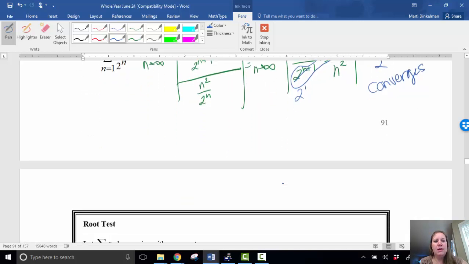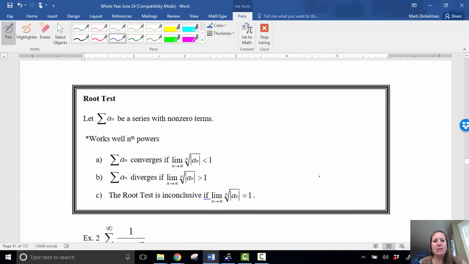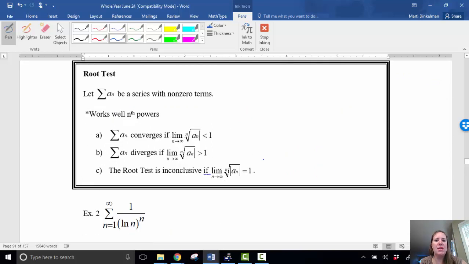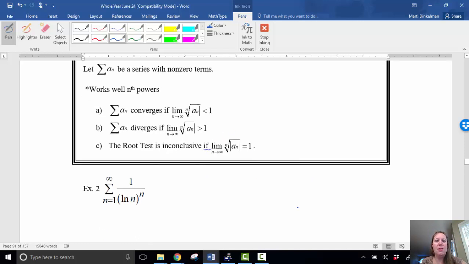Now the root test, this one is really used when we just have something to the nth power. Again, the results are really similar to the ratio test. I don't have to memorize a whole separate thing because if I get less than 1, it converges, greater than 1 diverges, and equal to 1 inconclusive, which again for us means we need to pick a different test. So I'm going to take the limit as n approaches infinity of the nth root of ln of n to the n.